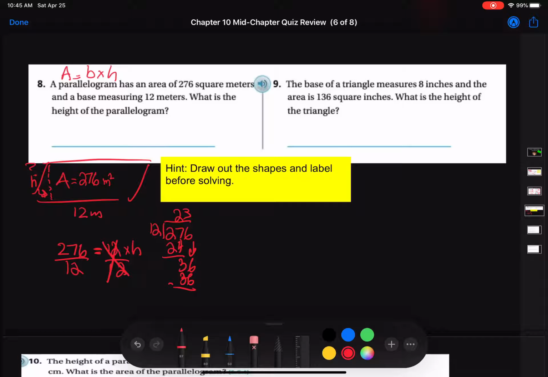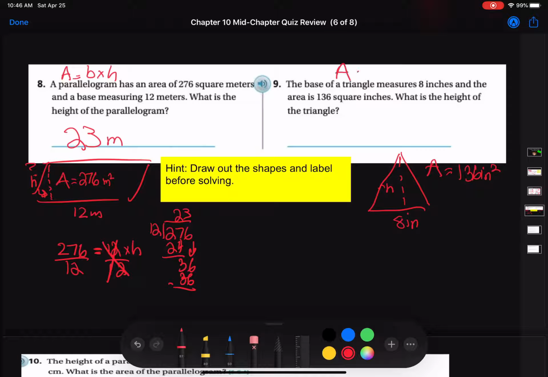So guess what? Our height is 23 meters. Now 9, we have a triangle. So the base of a triangle is 8 inches. We do not know the height. And we know that the area is 136 inches squared. So we're going to plug this all into the formula.